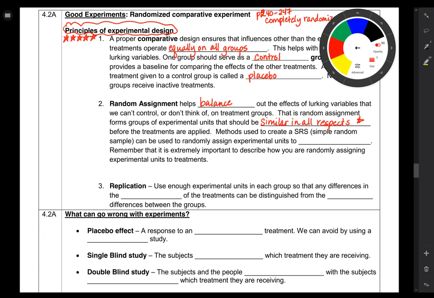Methods used to create a simple random sample can be used to randomly assign experimental units to treatments. Remember, SRS, even though we have that systematic random, the SRS, when I talk about it, is a simple random sample.